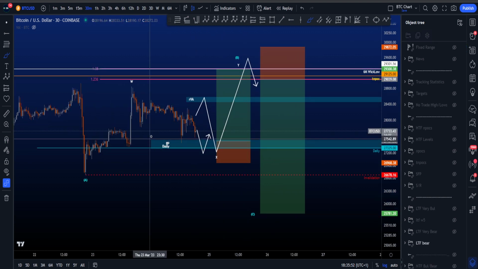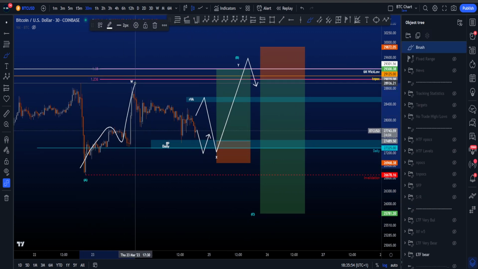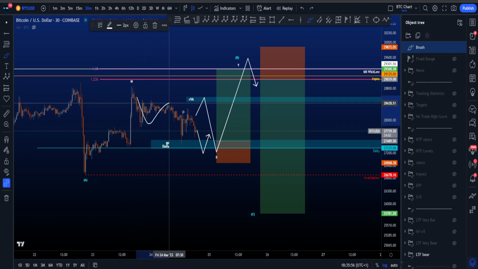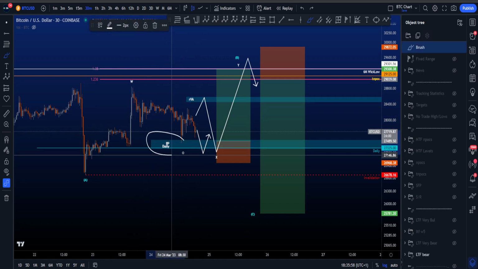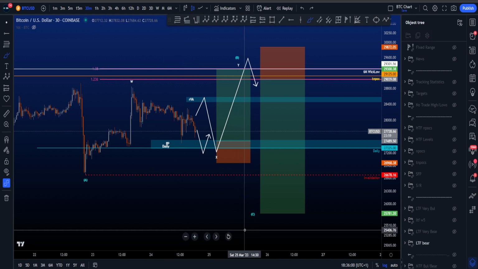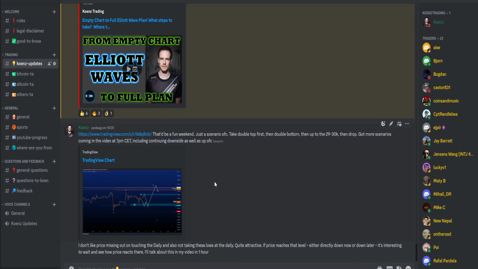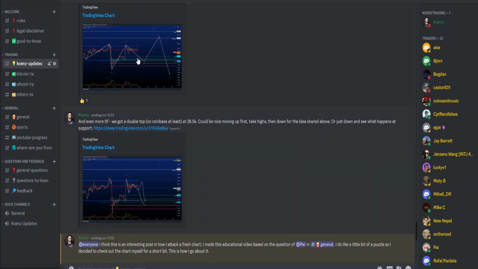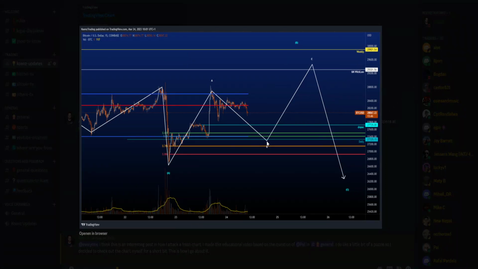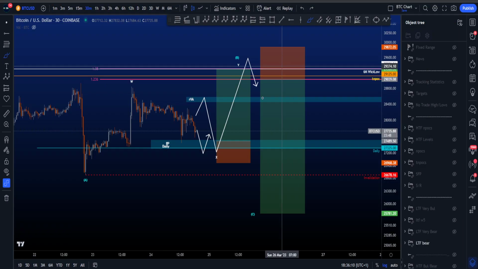Now if we zoom in a little bit, you can see that this looks very much like a 3-wave structure, looking for then a move to the downside. We already hit the target box that I have over here, and actually in the Discord group earlier today I highlighted this target box as well. This area was for me very interesting for a potential A, B, C in the blue B, and that is basically what you're seeing right now.